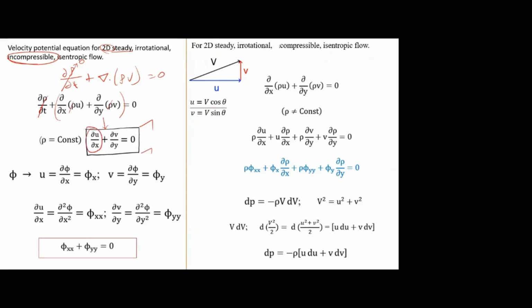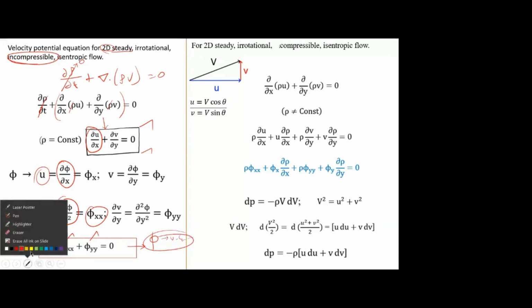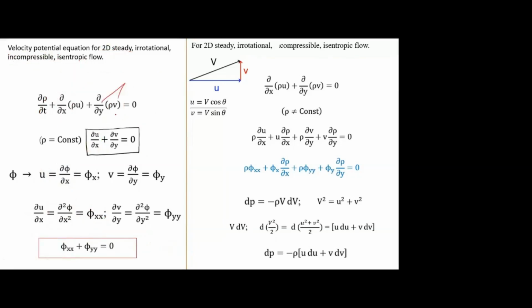And instead of ∂u/∂x, I can write phi xx. U means ∂φ/∂x, so ∂u/∂x means ∂²φ/∂x², that is phi xx. So instead of this, I can write phi xx plus phi yy equals 0. This is the Laplace equation. This is the very basic one. From this, you will find phi, then velocity, Cp, Cl, everything, like we did in the source panel and vortex panel. This is the first one that you studied in fluid dynamics itself. Just from the continuity, we are writing the phi equation. In a similar way, we are going to write it for compressible flow.